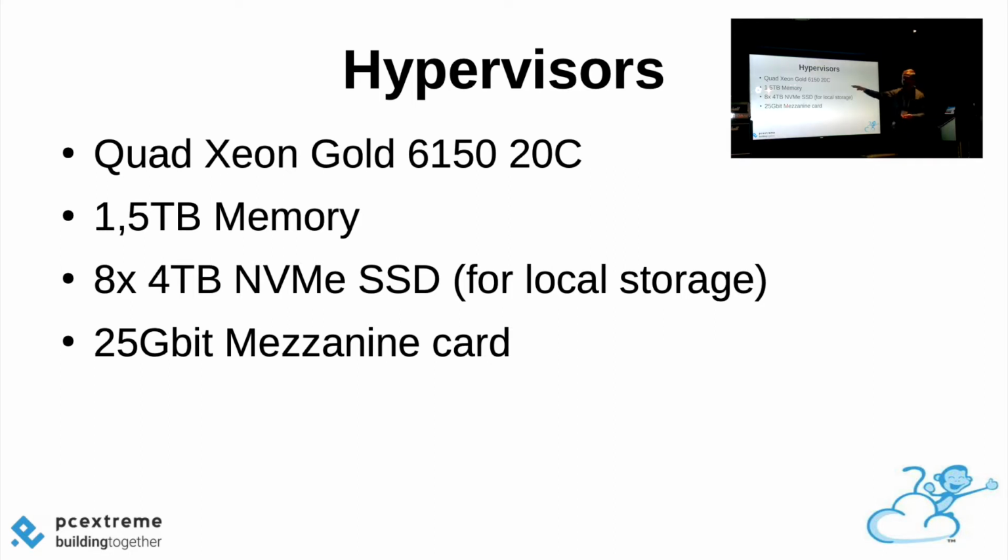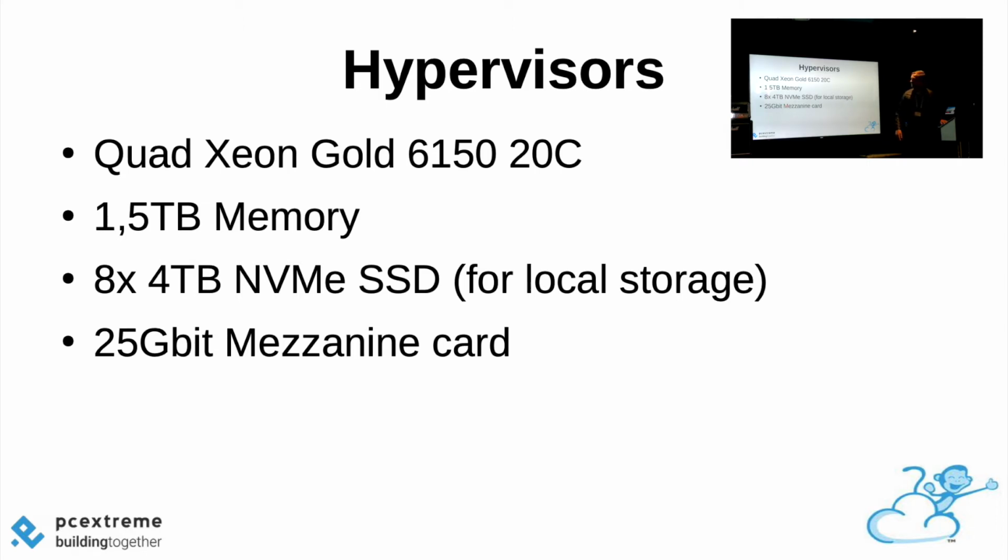So for the local storage, 8 times 4 terabyte NVMe in there, and there's a 25 gigabit mezzanine card to get connectivity. Interesting part is, this is a Mellanox card, it has VXLAN offloading in the card. So Supermicro has this mezzanine card which you put in, and it offloads your VXLAN packets. So it's not your CPU handling the packets, it does the decoding of the VXLAN packets, and the decoded packets go to the kernel.